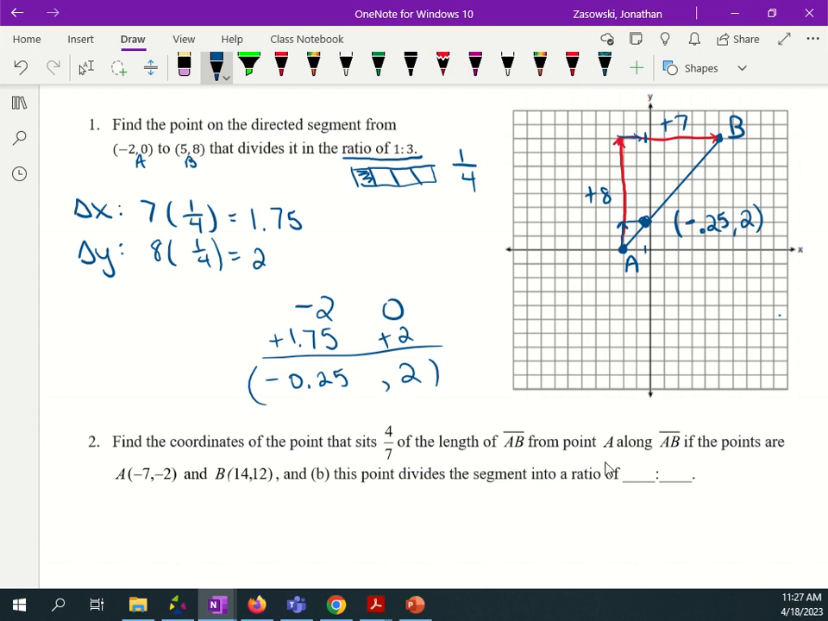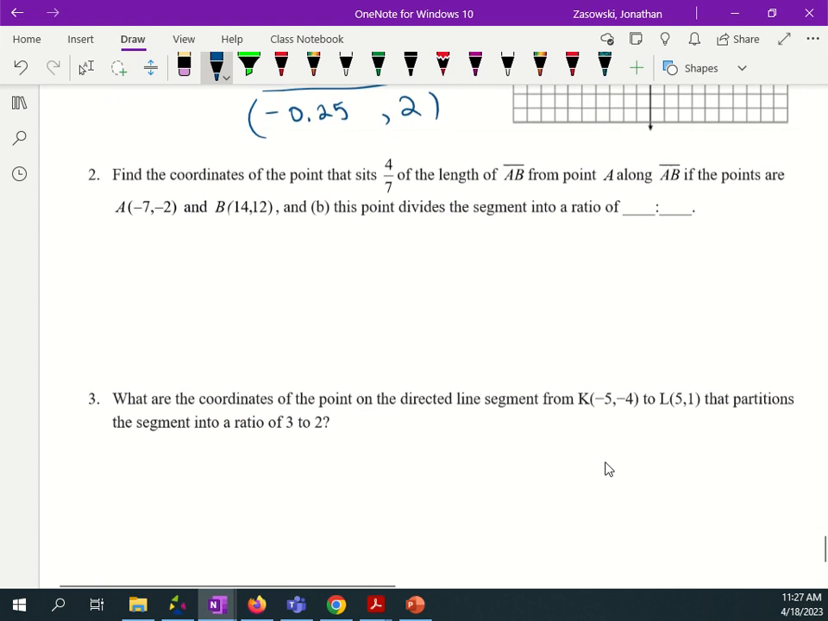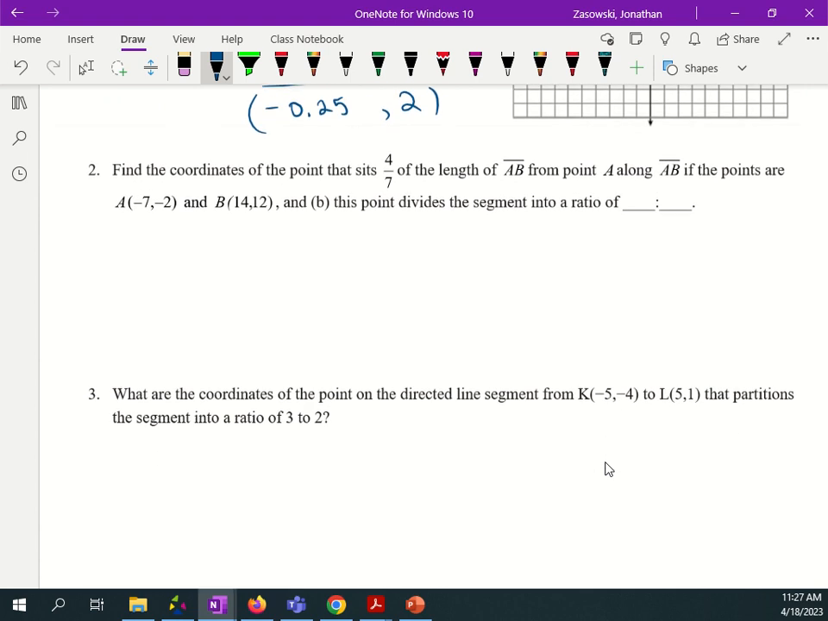Okay? Now let's do this without using a graph. All right, step 1. We need to figure out what the change in x and what the change in y is. So, starting from point A, I'm going to draw an arrow that goes from negative 7 over to 14, the x's. How do we get from negative 7 to 14? Add 21. And how do I go from negative 2 to 12?